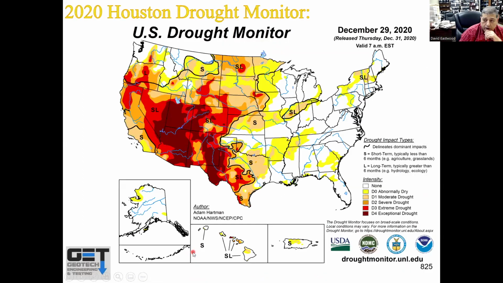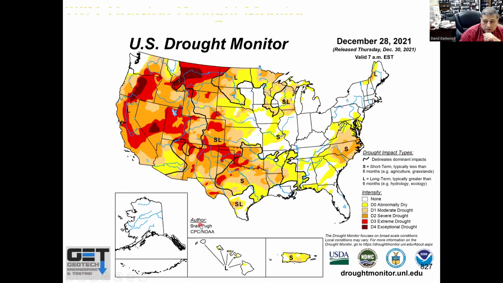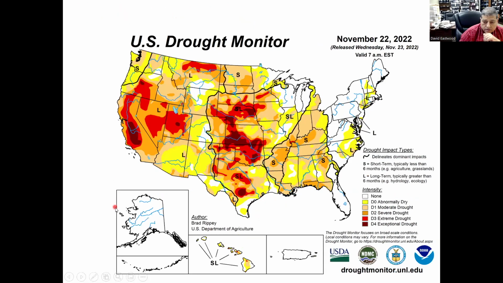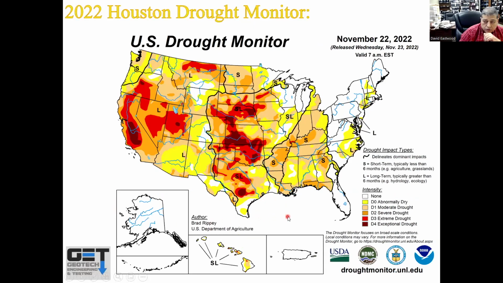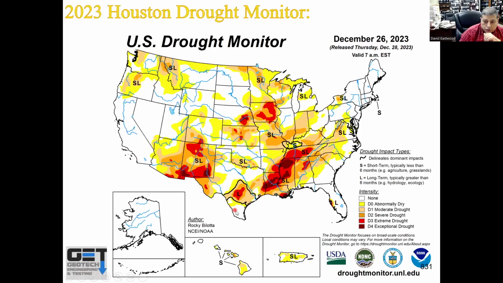This is a drought monitor in 2020. You can see parts of Texas in drought. D4 is the exceptional drought. 2021. See parts of Texas in drought. Panhandle. 2022. Drought. 2023 drought.